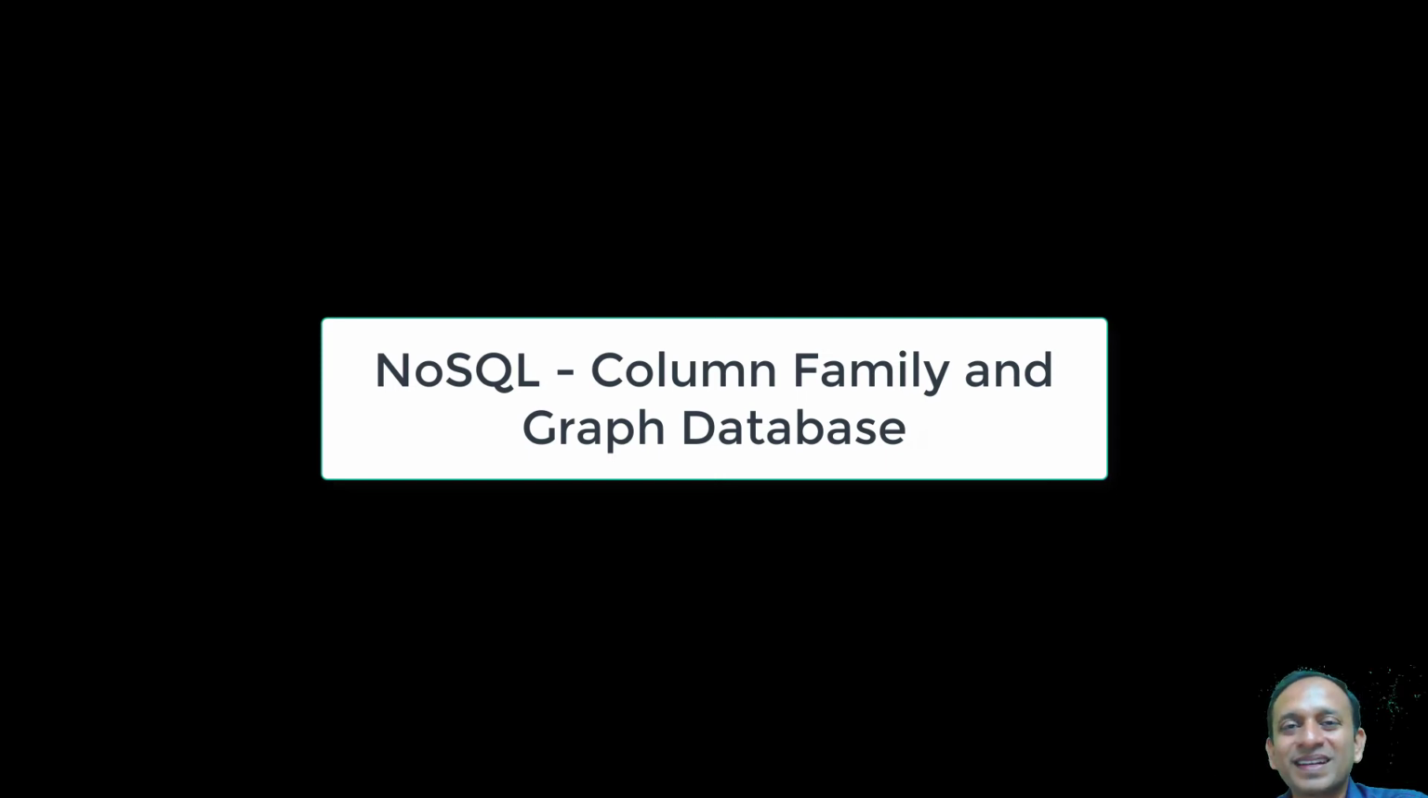Hi, let us understand the next two types of NoSQL databases, that is the column family database and the graph database. First, let us start with the column family database. A column family database works very similar to the key value pair, where it is going to have a collection of key value pairs and they all will be grouped together.